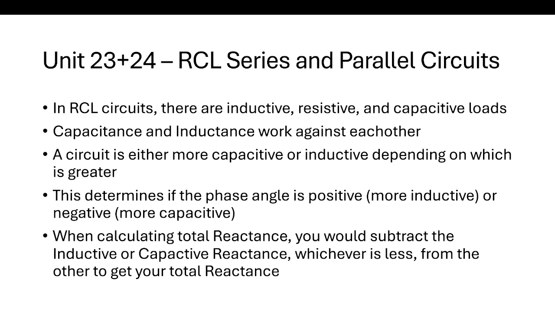So yeah, you find your values. So you would find your voltage drops, your amperage drops, your reactance, your VARs, whatever, and you take the smaller one, subtract it from the greater one, and then whichever one is greater is what you go with. So for example, if I had 800 capacitive VARs versus 600 inductive VARs, that leaves me with 200 total VARs, and it would mean that my circuit is more capacitive, so my phase angle would be negative.